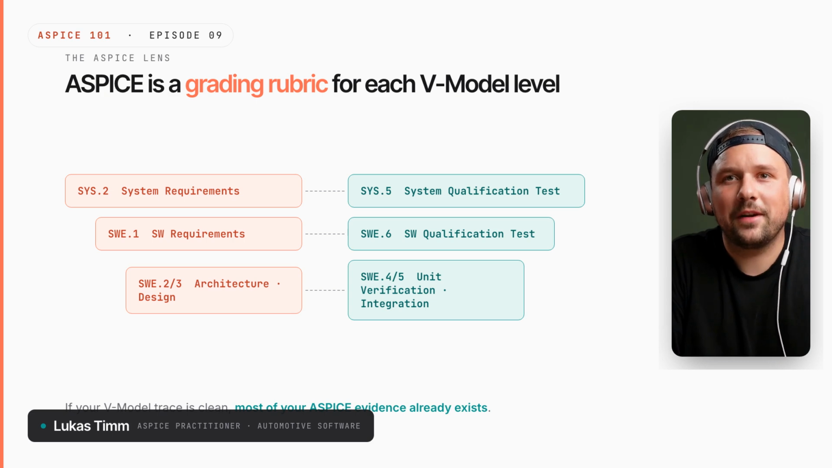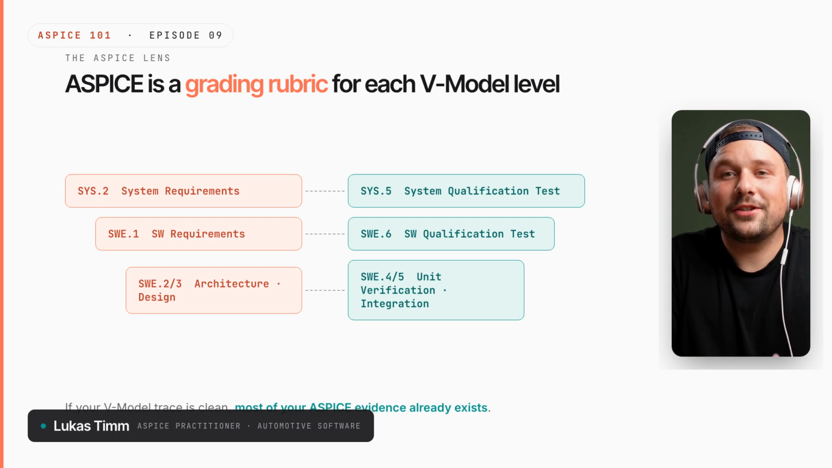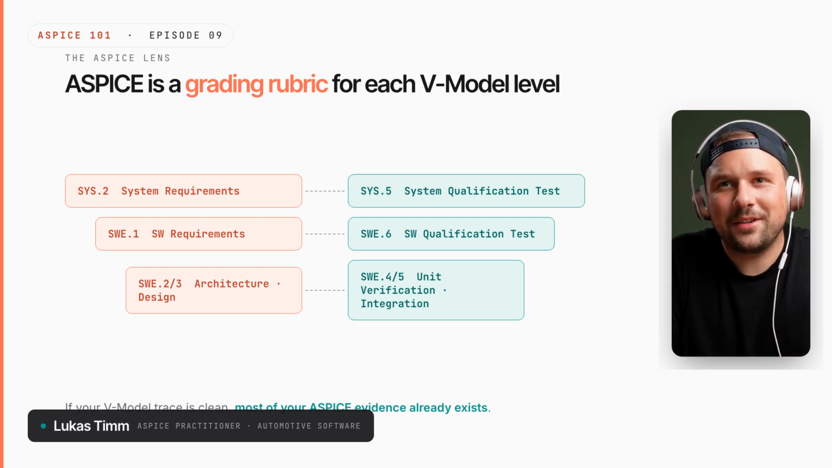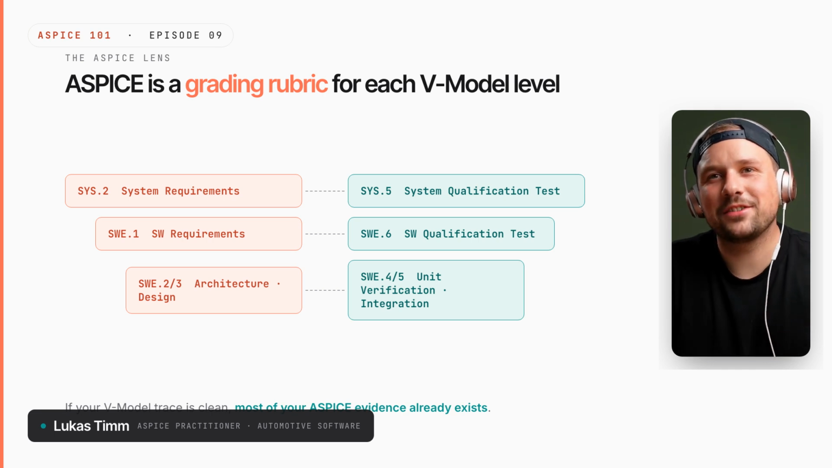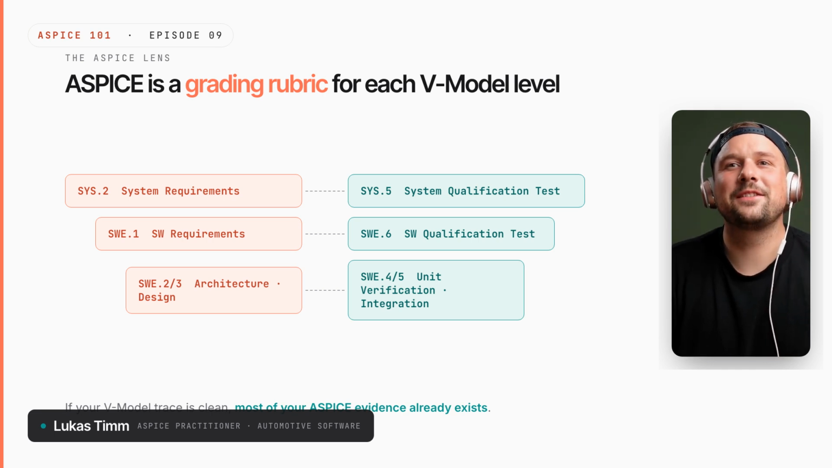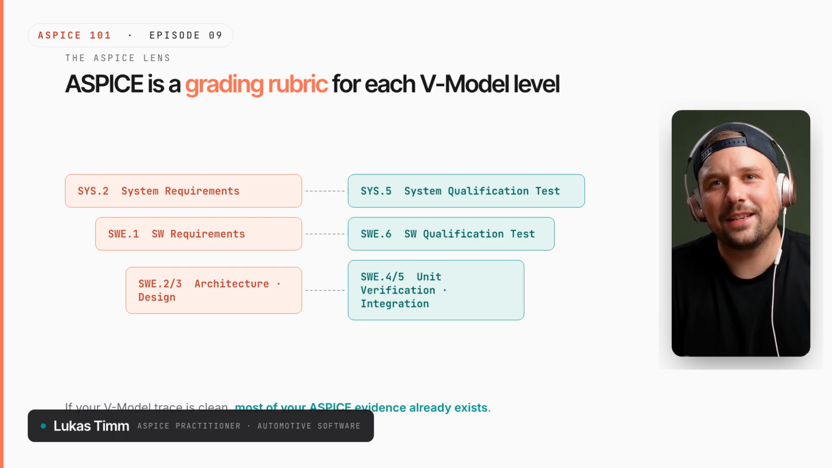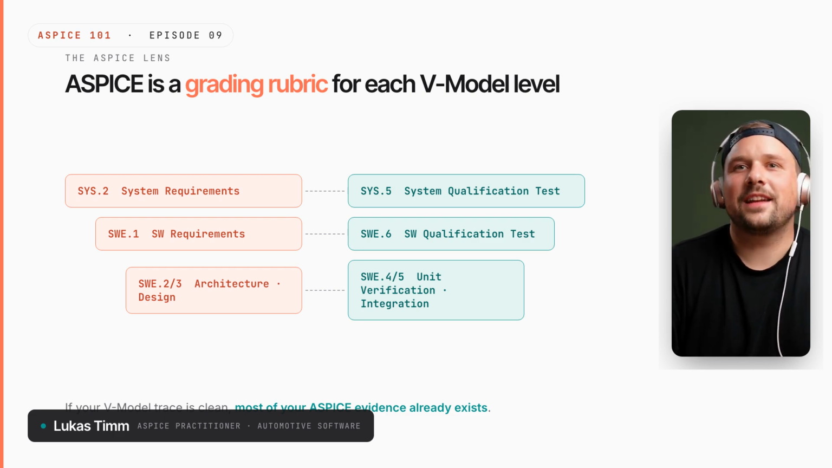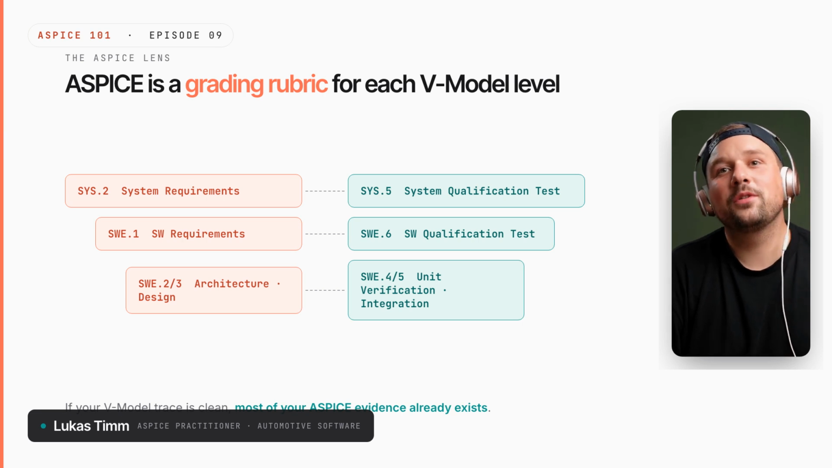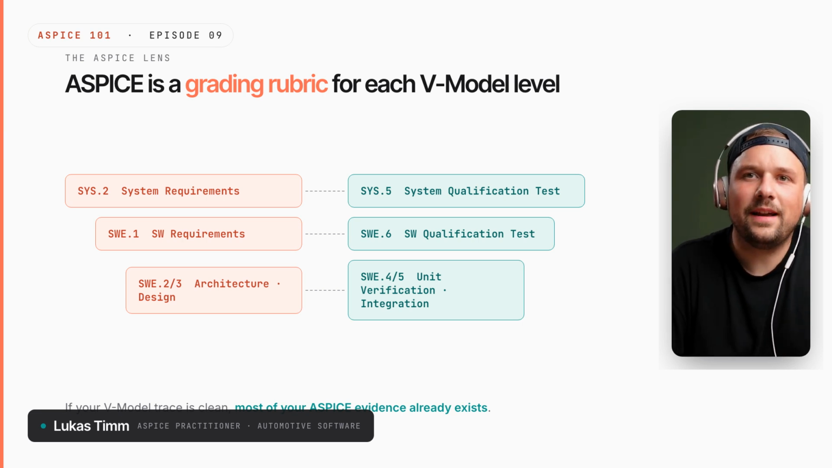Now put ASPICE over this. The process areas in ASPICE, system requirements, software requirements, architecture, detailed design, software unit construction and testing, software integration and testing, system qualification testing map directly to V model levels. ASPICE doesn't add structure on top of the V model. It is a grading rubric for how well you execute each level, which means if your V model trace is clean, most of your ASPICE evidence is already there.